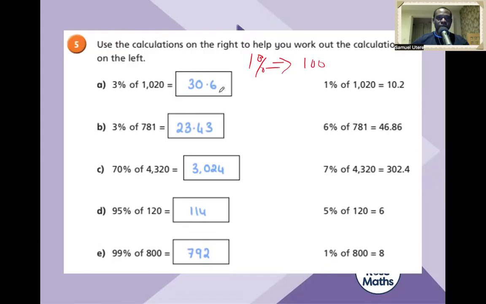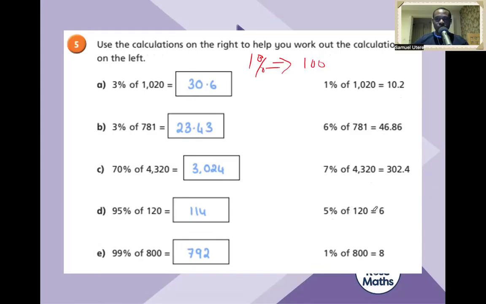Here you were asked to use the calculations on the right to help you work out the calculations on the left. So here you can see 6%, you just halve this one to get that one. This one, you just times this by 10 to get this one.